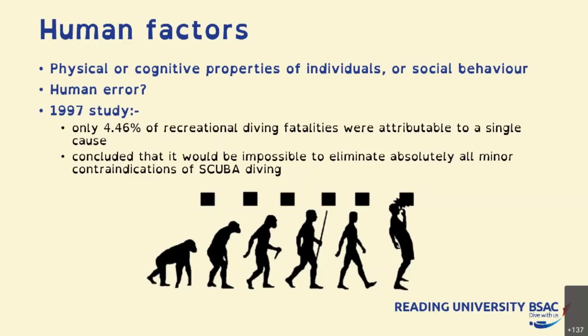Now, interestingly enough, there was a 1997 study with regards to diving fatalities, and it found that less than 5% of those fatalities were attributable to a single cause. It was lots of small causes that built up to it, and the conclusion of that report is that we can't remove every single link, every single possible factor. What we can do is try and minimize them and put rules in place and processes, policy, procedures that will help us minimize that, but we can't eliminate them. If we were to try and eliminate them, there'd be so much red tape and bureaucracy that we wouldn't be able to actually effectively dive. So there is a certain element of risk there.